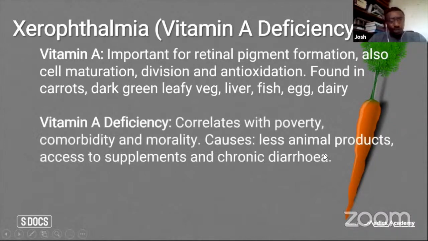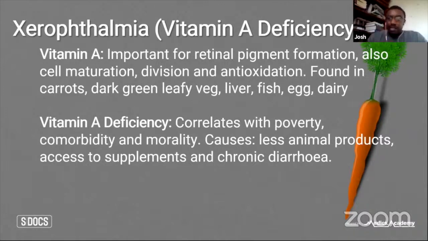In vitamin A deficiency, that in itself is a really important topic and concept in global health as a whole, not just in ophthalmology. It correlates with poverty, with comorbidity and mortality. Sorry, not morality, mortality. Why? Why is this such an issue in some countries?